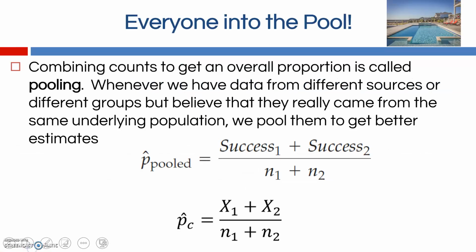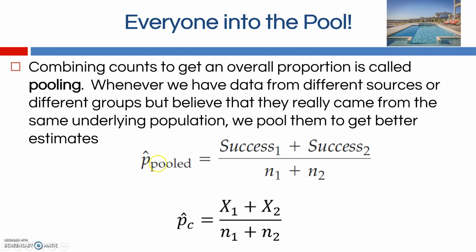So before we get into all that, we are going to talk about something called pooling. When you combine counts to get an overall proportion, we get this concept of pooling. And furthermore, whenever we have data from different sources or different groups, but believe that they really came from the same underlying population, we pool them together to get better estimates. This happens when we are calculating the standard error for this type of test.